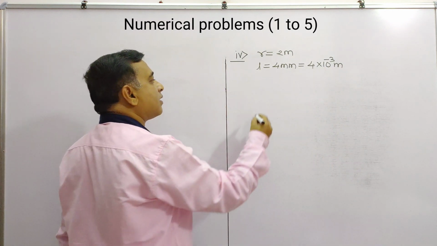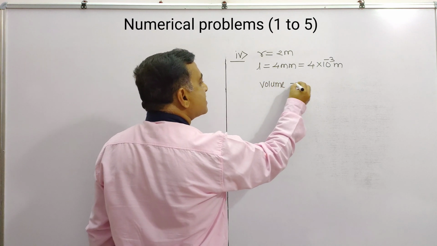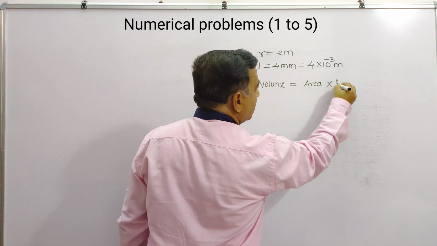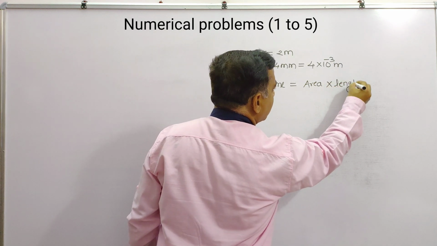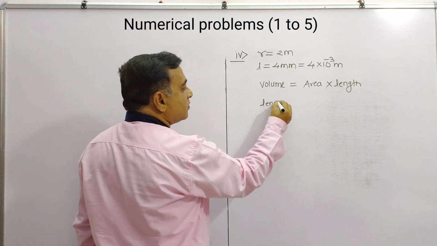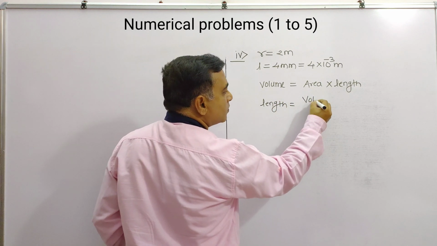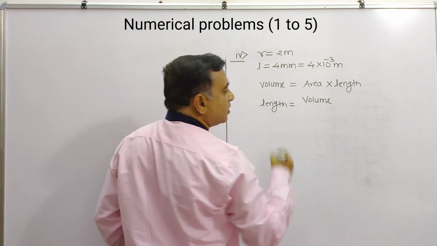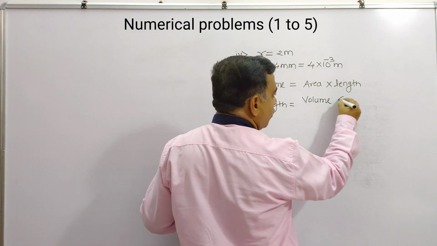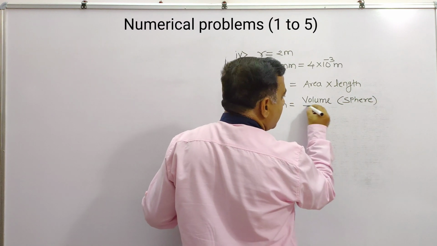So we know very well that volume is nothing but area into length. This is the basic formula we know very well. And accordingly, the length is equal to the volume of the sphere, which is in the form of a ball, divided by area.